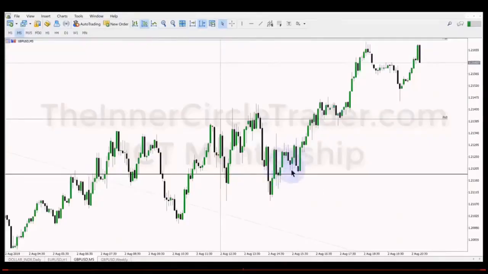Trades down into it, rebalances to a bullish order block. Expands on the upside. We have a fair value gap here. Trades down to it. Does it go beyond it? Yes. Where's it trade into? The bullish order block.